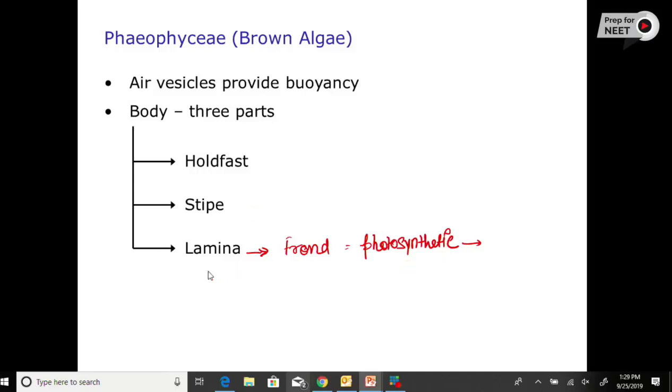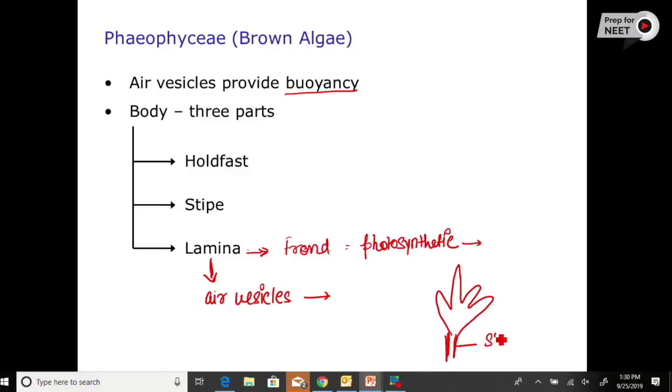This lamina contains some air vesicles, and these air vesicles are very important since they provide buoyancy to the alga, right. Next is the stipe. The base of the lamina contains the stipe. So, this is the stipe.